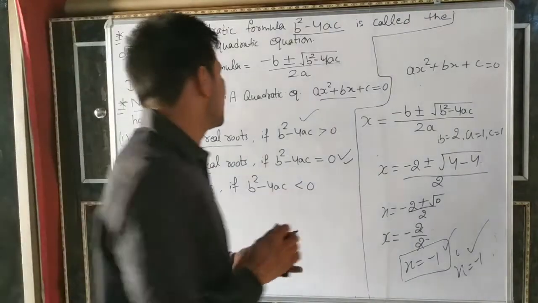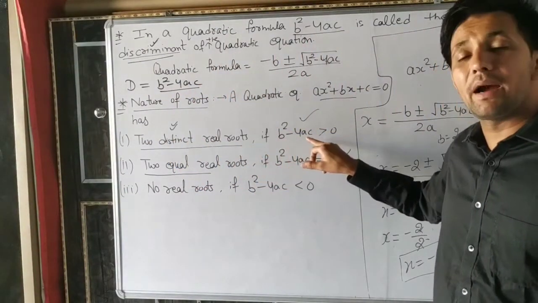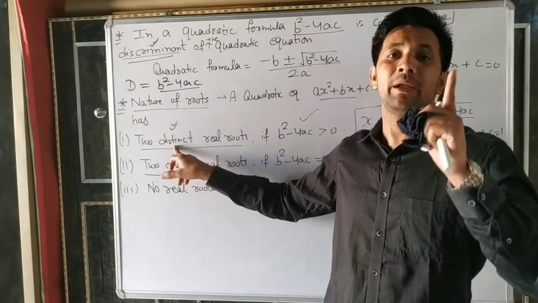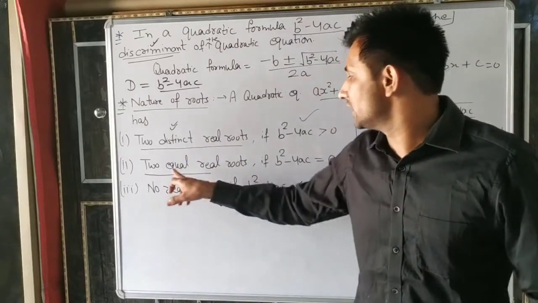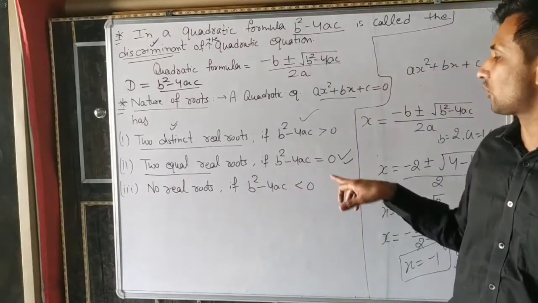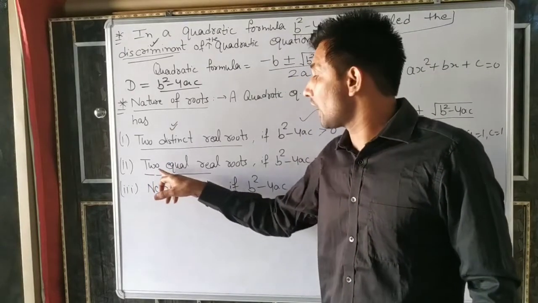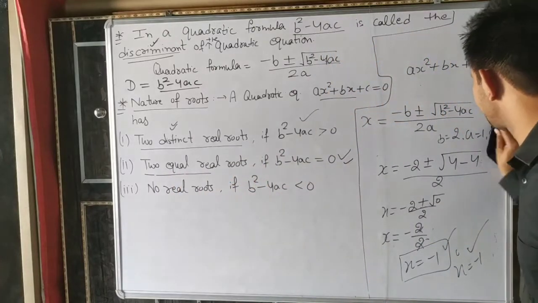So always you have to remember only these 3 points. If b square minus 4ac is greater than 0, then the roots are distinct. Distinct means different and real roots. And next, if b square minus 4ac is equal to 0, then we will say that the two roots are equal real roots. Okay.